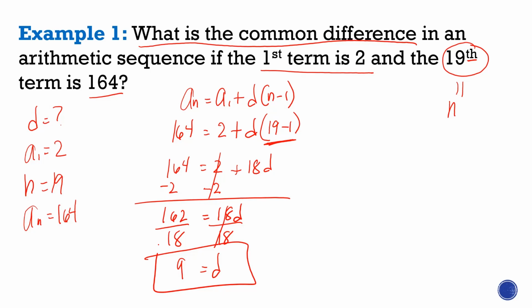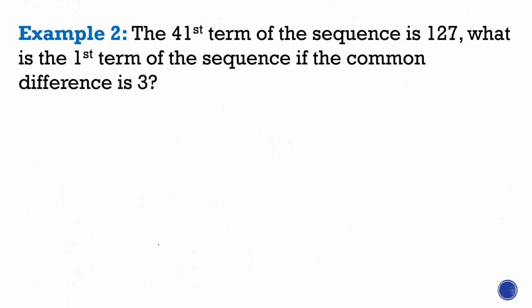Next, let's go to the next example. The 41st term of the arithmetic sequence is 127. What is the first term of the sequence if the common difference is positive 3? So here, we're looking for the first term, which in the formula is our a sub 1.